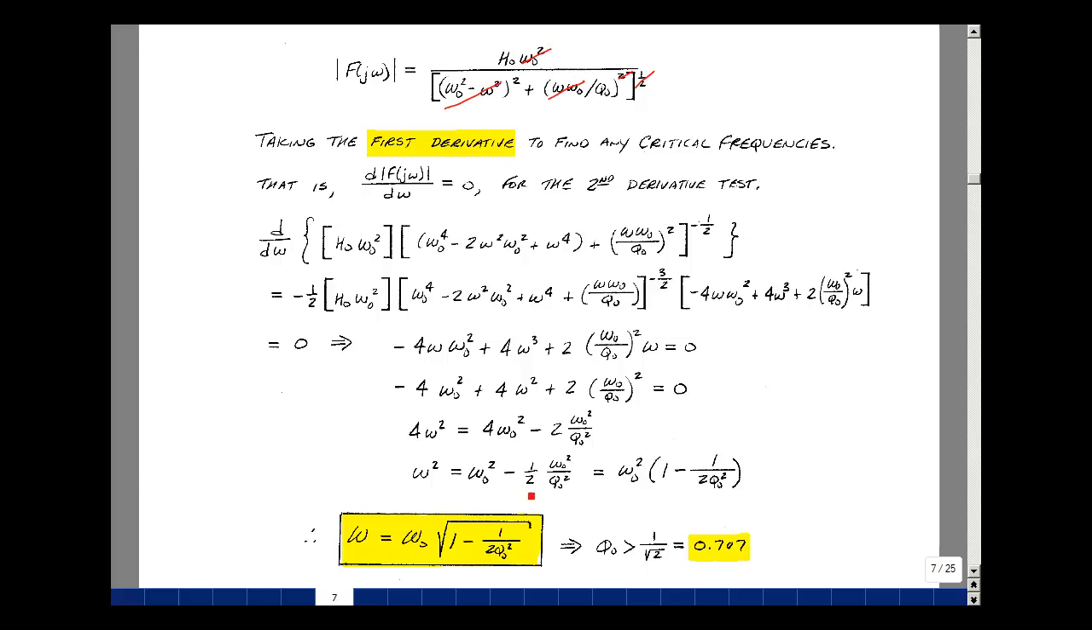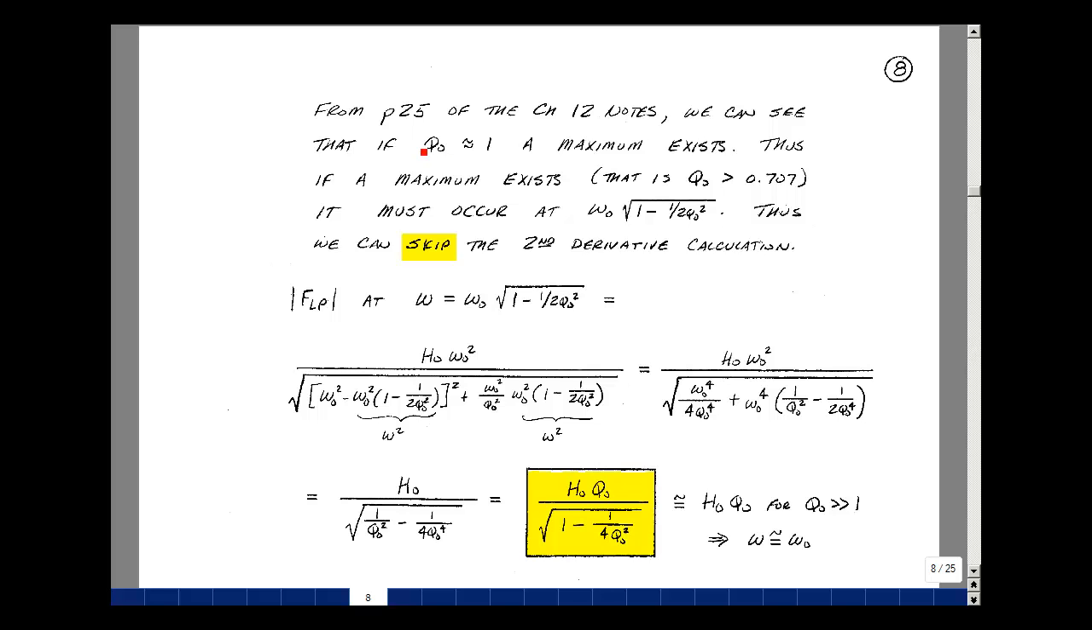I have just a 1 minus 1 over 2 Q naught squared. Take the square root of both sides of the equation, and I get omega equal to omega naught times the square root of 1 minus 1 over 2 Q naught squared. Now this quantity in the radical needs to be positive, and that implies that Q naught squared is greater than a half. In other words, Q naught has to be greater than 1 over the square root of 2. If there's a maximum or minimum or point of inflection, it has to be at this frequency.